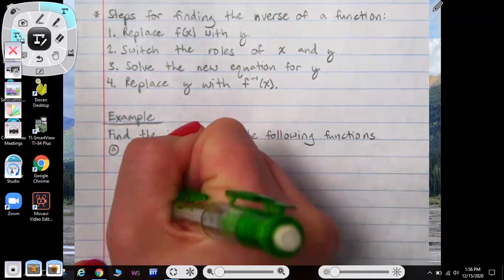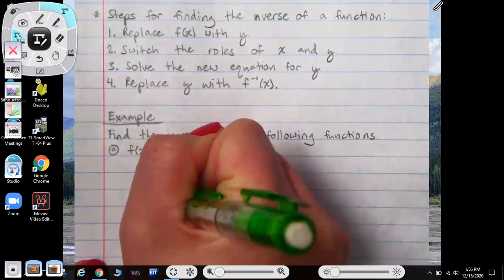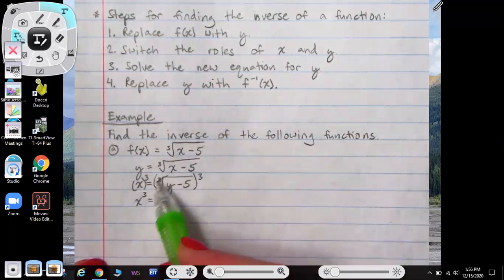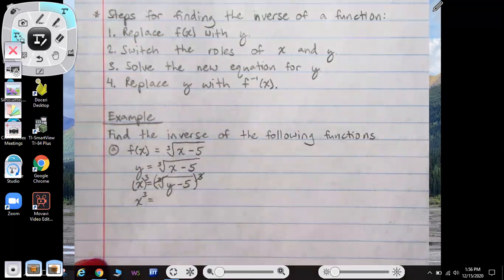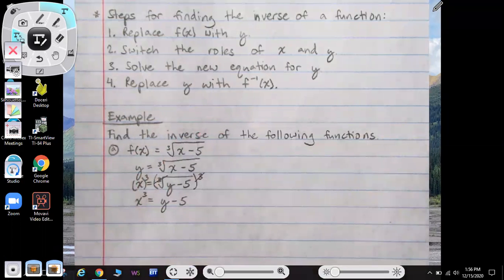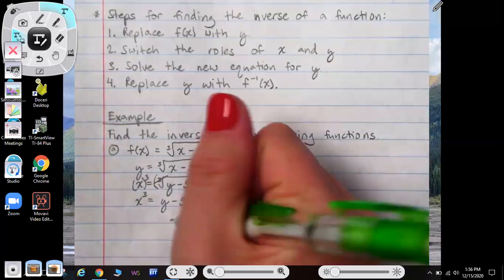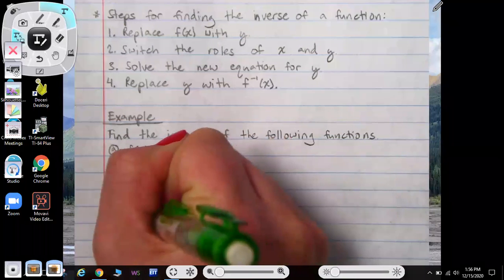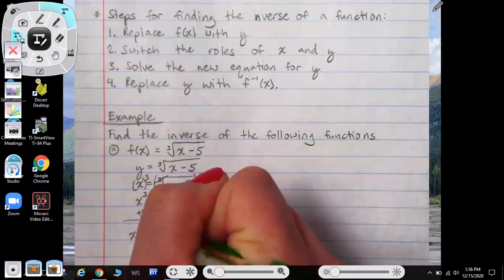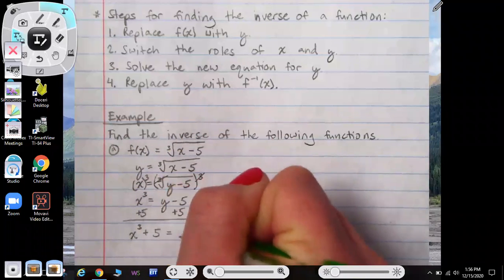So now on the left side, we have x cubed. On the right side, the cube root and our power of 3 cancel out and leave us with y minus 5. From here, to get y by itself, we just need to add 5 to both sides. We get x cubed plus 5 equals y.